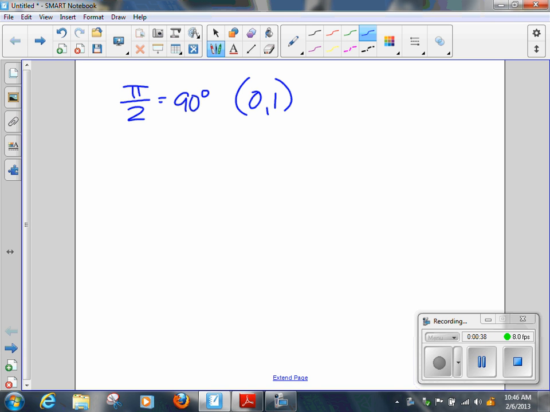Okay? (0, 1). Now, we're no longer thinking x and y. We're thinking in terms of what? Cosine, sine, right? How do we keep them straight? C comes before S. It's in alphabetical order. So here we go. And this is what I do, folks. I always set it up this way.